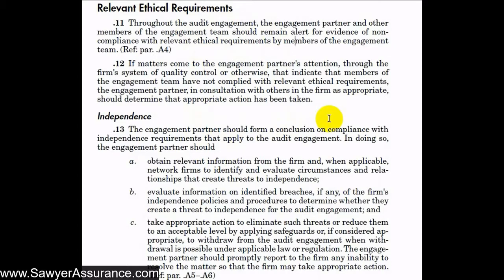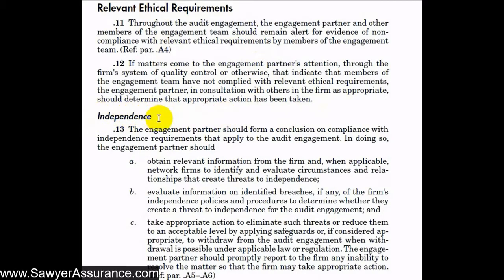So in AUC section 200, we just understood that the firm should act with ethics and be independent. But now we're saying in this section that, hey, these requirements rest on the engagement partner's shoulders, and he has a responsibility to make sure that these items are complied with. And he should remain alert to make sure that they are. And if he comes across a situation where we aren't acting ethically, then he should take the appropriate action to correct it. Now let's continue on with independence.